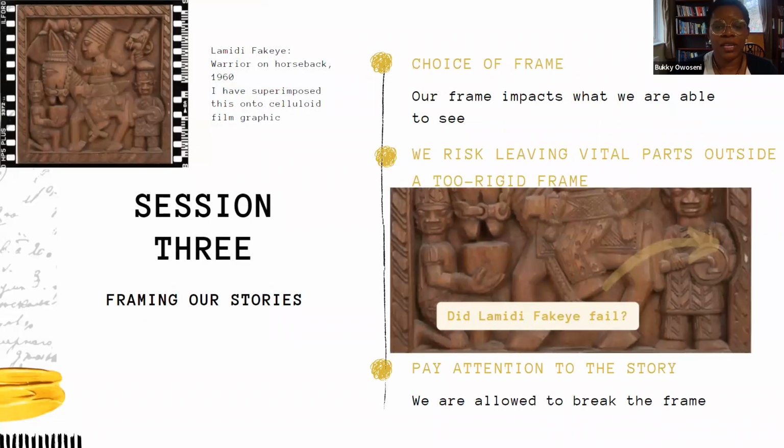Session three was about how we frame our stories, and we looked at this fantastic carving by Lamidi Fakeye done in the 1960s. We saw that unlike most of his work, there was a small section where he had to break the frame to incorporate a drummer. I'm sure he was probably a bit disappointed in having to do that, but the drummer was necessary. Sometimes when something is important to our story, we can break a frame. The drummer transformed this piece from just an image of a man feeding a horse to a celebration. The drummer makes it a celebration. The drummer makes it a praise image.